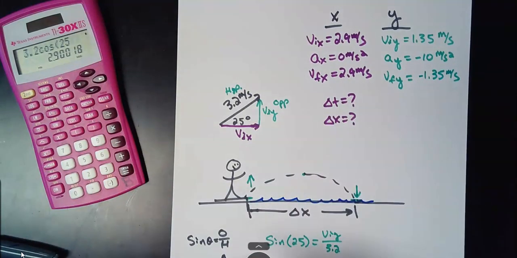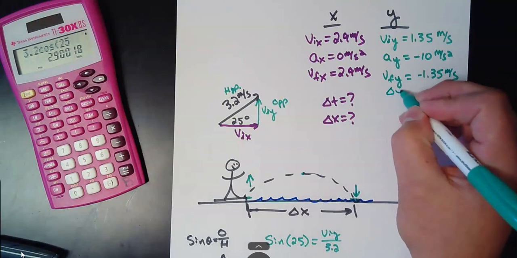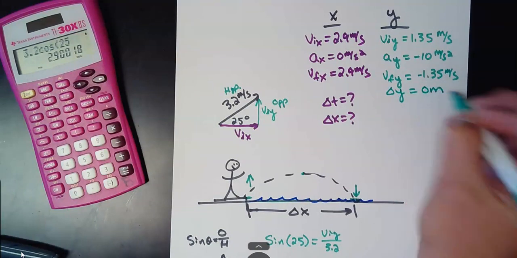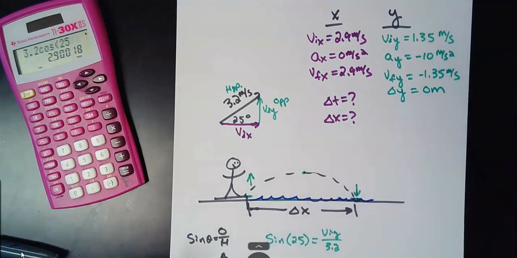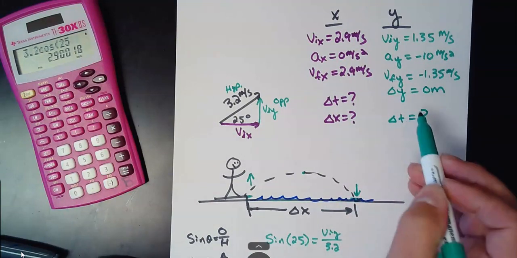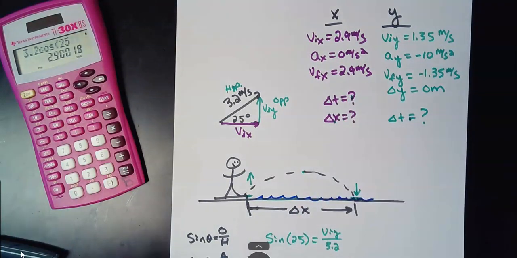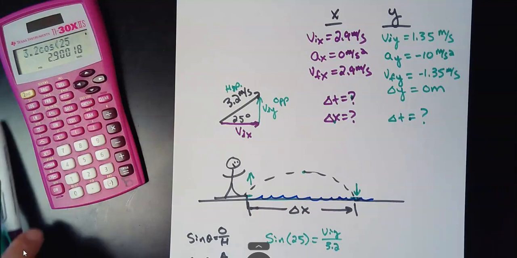So I can use that. Also, because this is same level to same level, my change in height, or my delta y, will also be 0 meters. So I got a lot of information there I can use. I still don't know what delta t is. That's unknown. So if I figure out delta t here, I can put it in right there, and then solve for delta x. I want you to pause the video, see if you can figure out what equation to use and solve for delta t. All right, I take it that you've taken a moment and tried to figure this out.